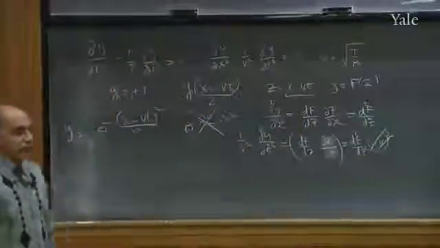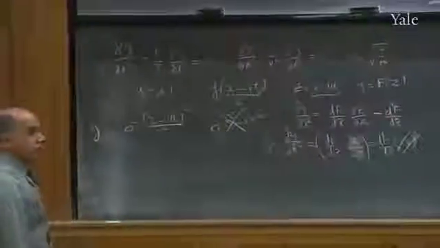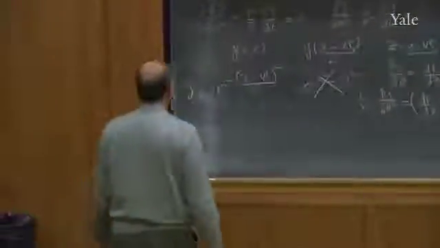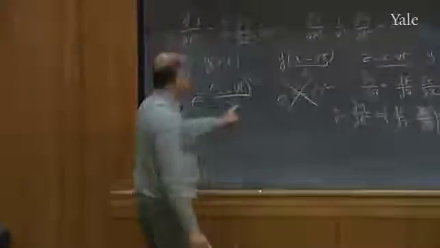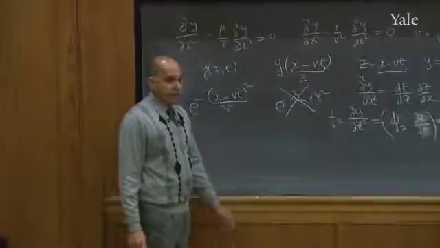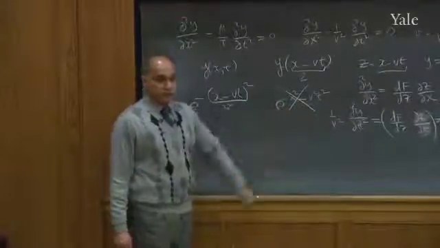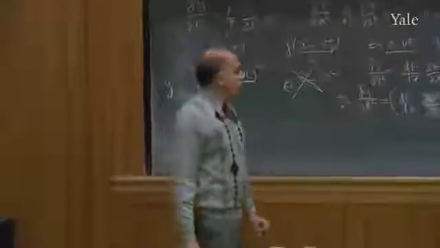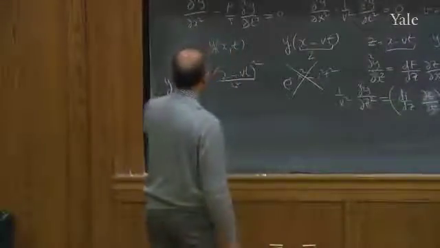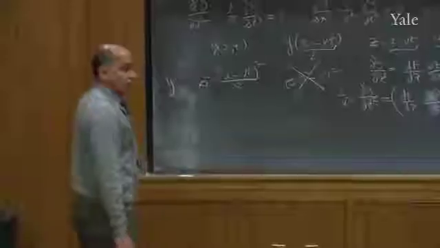Therefore, to satisfy the wave equation, it can be any function at all as long as it depends on x and t in the combination x minus vt. That is just a mathematical fact. You just have to do the chain rule. You will find that is true. But more importantly, I want you to understand what it tells you about the wave propagation.